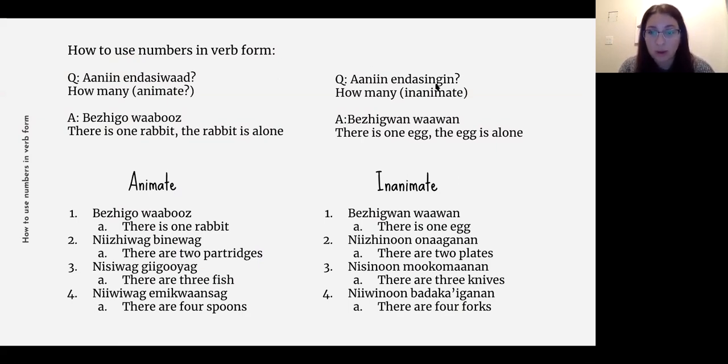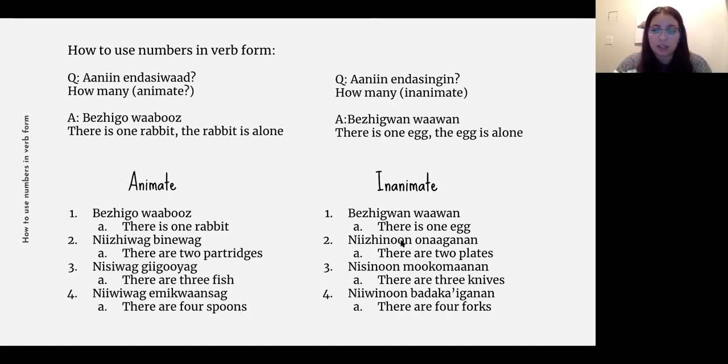So if there was one egg, you'd have the W-A-N on beishig. So it's beishig wa. Wa doesn't have a plural ending, only beishig wa. So there's one egg, the egg is alone. If you want to say two plates, you'd say nishinun onaganan. Instead of onagan, which is one plate, you have the plural version, onaganan, which has an A-N added to it. So the O-O-N also indicates the plural for inanimate nouns.